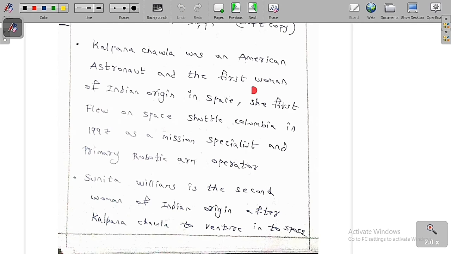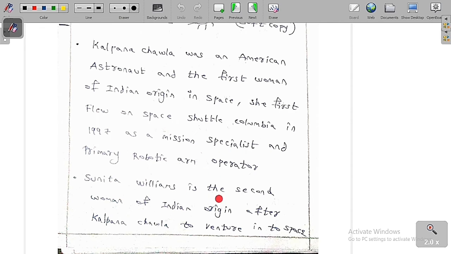Kalpana Chawla was an American astronaut and the first woman of Indian origin in space. She first flew on Space Shuttle Columbia in 1997 as a mission specialist and primary robotic arm operator. So she is basically of Indian origin, but she went to America. She first flew into space in 1997 on the Space Shuttle Columbia.